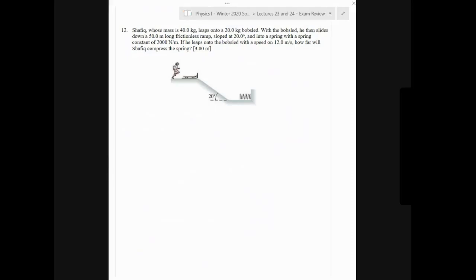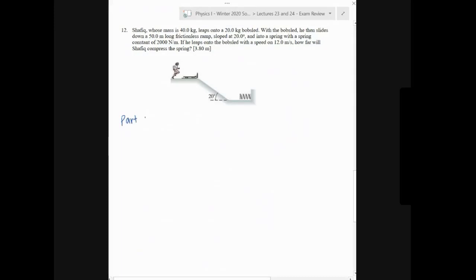Energy, momentum. Which one? Is there a collision here? Yes. So it's Shafiq colliding with the bobsled. That part is a collision. And then when the bobsled and Shafiq slide down the ramp and compress the spring, what kind of question is that? Transfer of energy. Yeah, good. So this is a two-part question. It's a collision and a transfer of energy. Okay, so we can divide it up into two parts.